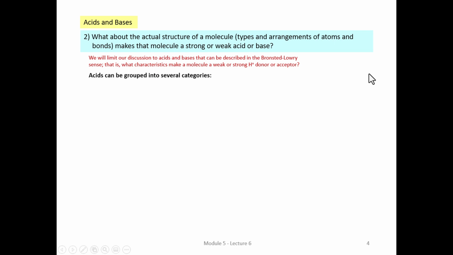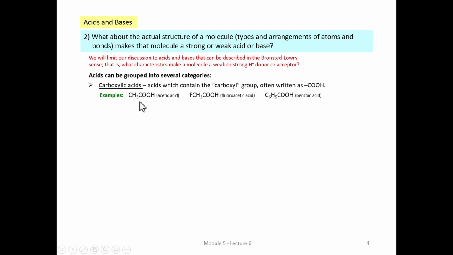Now acids can be grouped into several categories. The first is carboxylic acids. These are acids which contain the carboxyl group, often written as COOH, of which acetic acid is a member. Here's our acetic acid. Also remember fluoroacetic acid has this carboxyl group, and something called benzoic acid has the carboxyl group. I have Lewis structures here for these three.